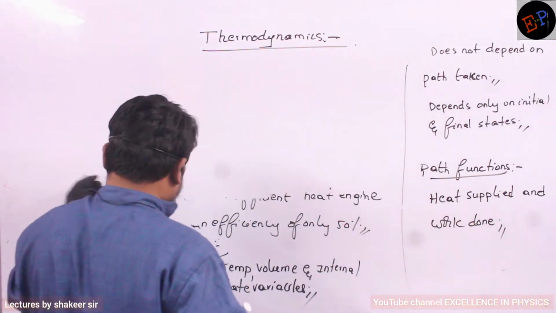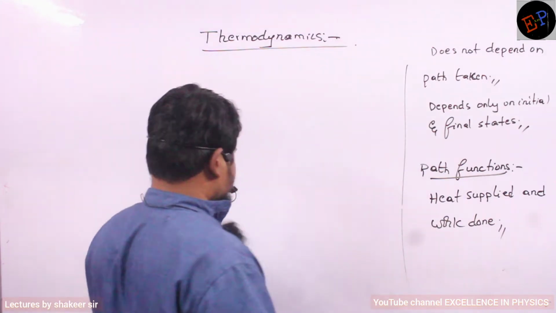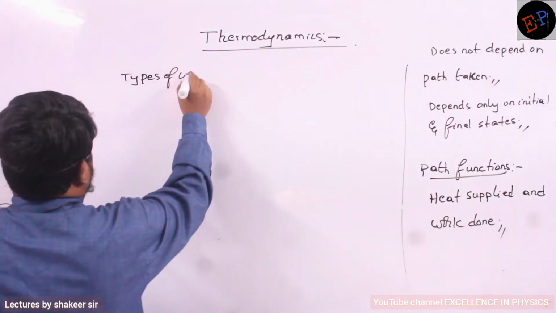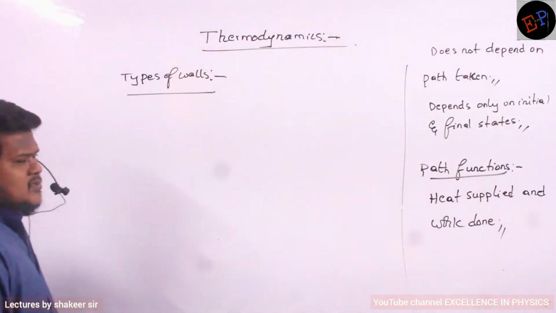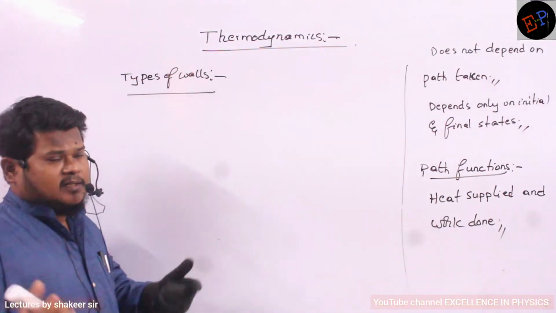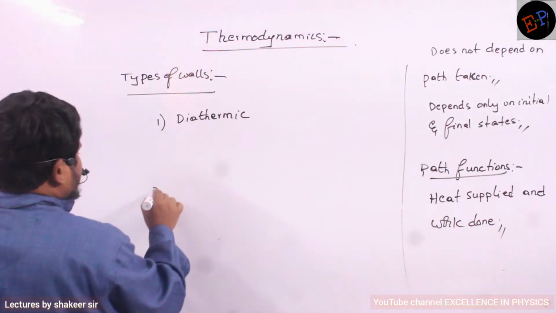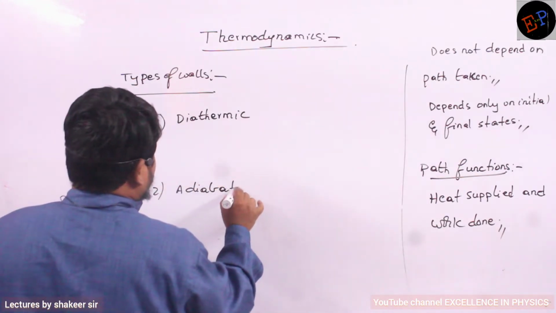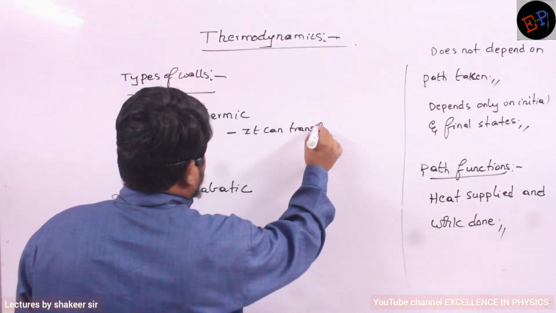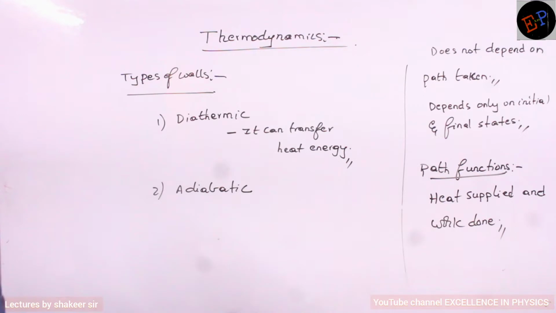Then we will study each of these processes in detail. But before that, we will study the types of walls which a system can have. Already we have studied in chemistry that there are two types of walls: one is the diathermic wall, the second is the adiabatic wall. Diathermic wall means it can transfer heat energy into the system or out of the system.